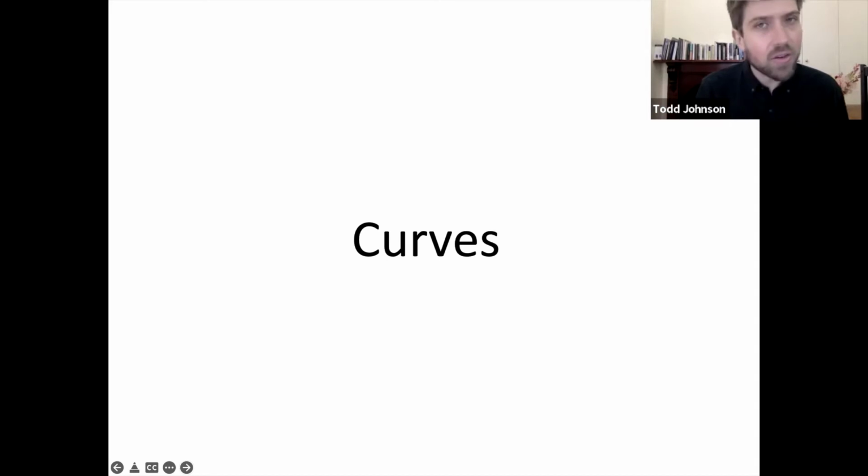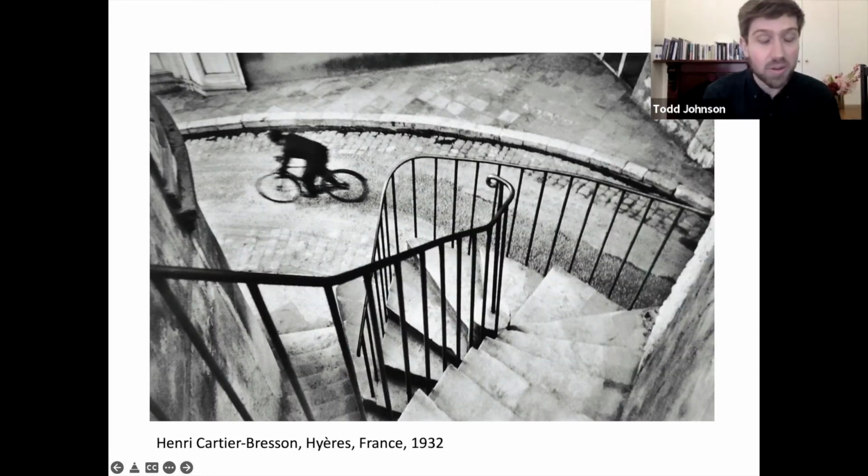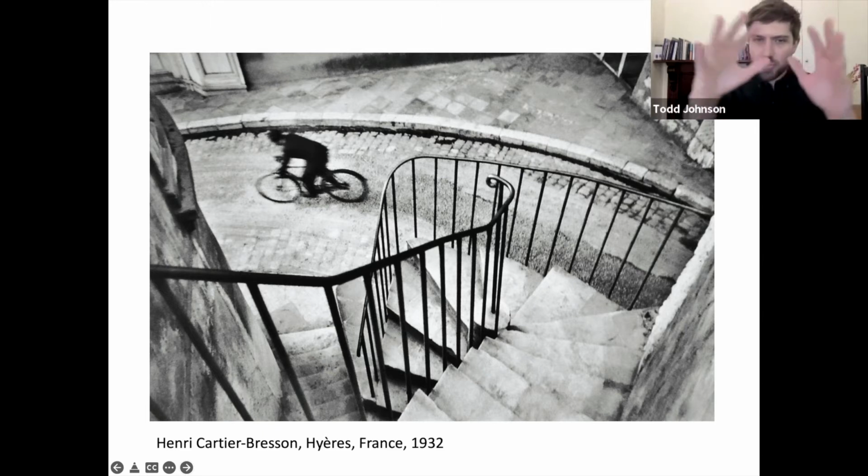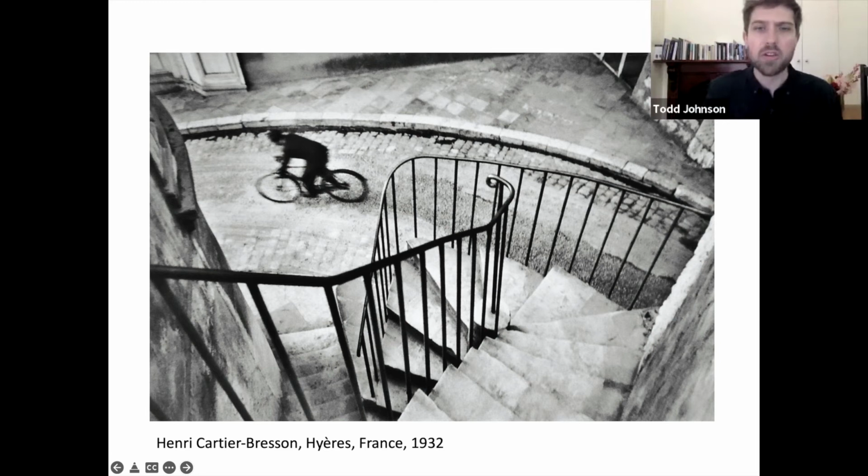This is another image by Henri Cartier-Bresson. Again, he's a few steps ahead of everyone here. A second earlier or a second later, this silhouetted cyclist would have blended into the black railing, I think, or gone around the corner. Now, what I want you to consider here is where are all the curves in the image? See if you can identify all the curves.